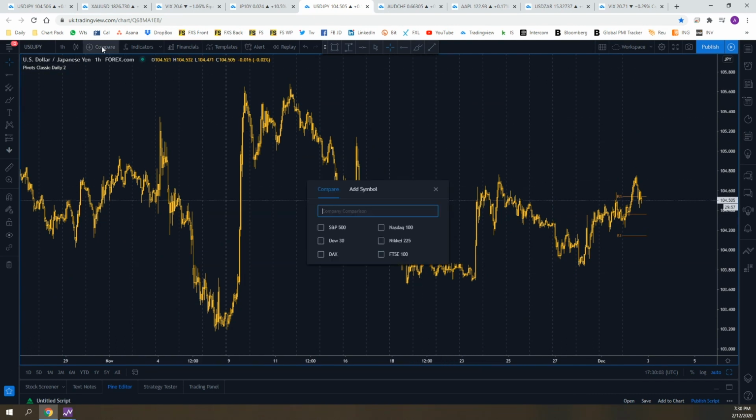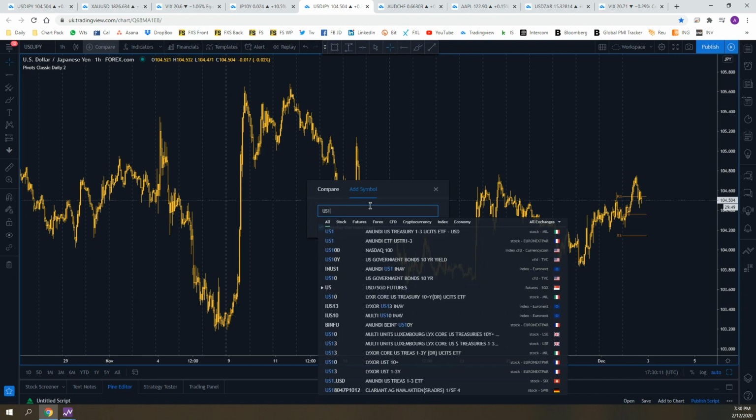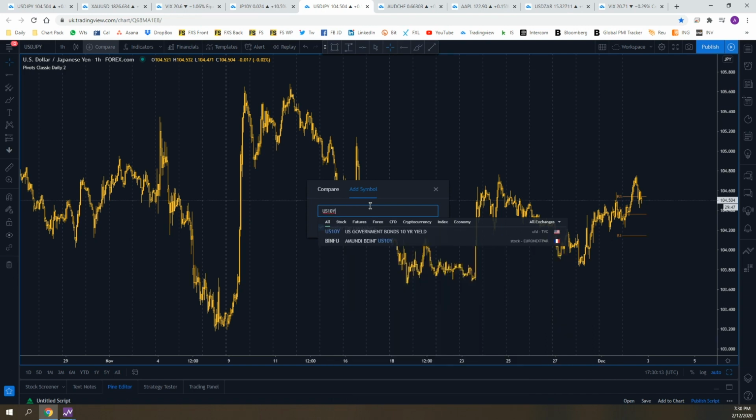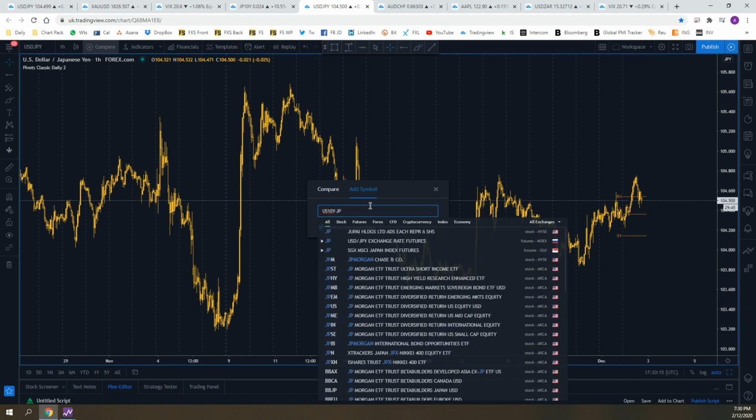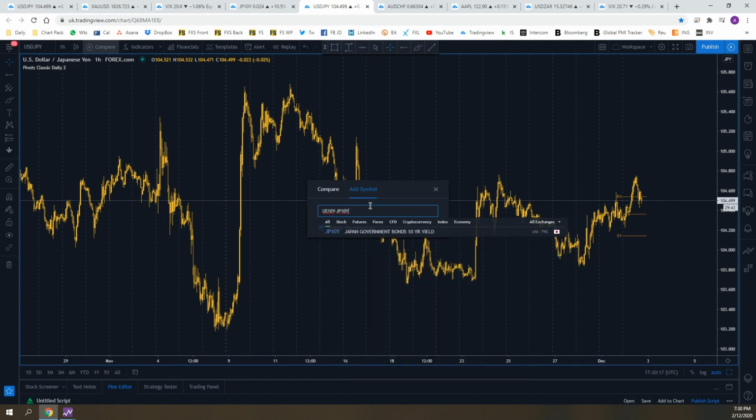Let me show you the way of adding that to the chart. So go back to the compare button. From here, go to add symbol and not compare. From that, you're going to add in US 10-year, and you're basically just going to subtract that from the Japanese 10-year.